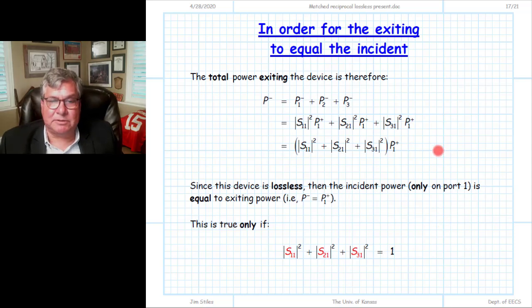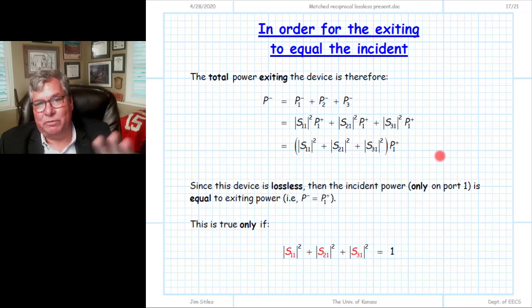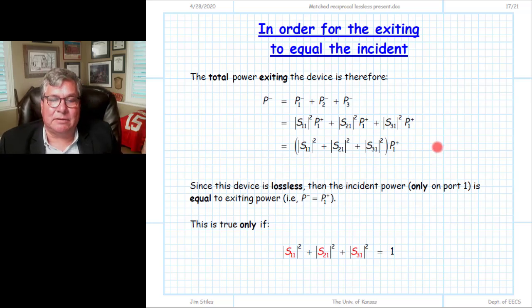So mathematically, perhaps this is a little clearer. If we go through, again, for this experiment where we have an incident wave on port 1, but only on port 1, with the other ports terminated in matched loads, no incident wave on them. For a 3-port device here, what we can do is say that the power associated with the exiting or scattered waves is the sum of the scattered power of each, the scattered or minus wave at ports 1, 2, and 3.